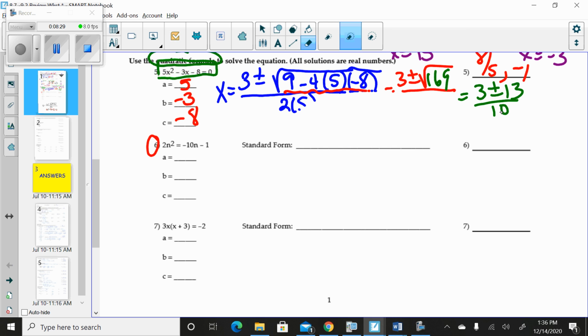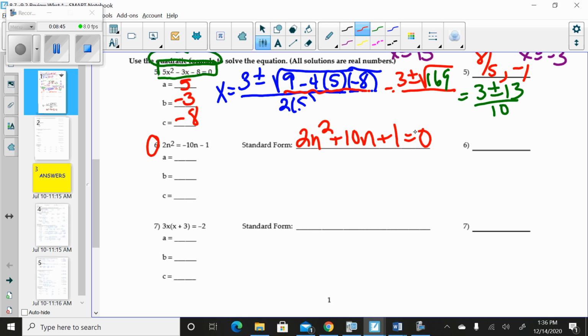Okay, so first order of business is it in standard form? Now, when I take a look at this, I don't see equal to 0. So the first thing you're going to want to do is move that 10n to the other side, so add it. And you're going to want to move that -1 to the other side, so add it, and then get that equal to 0. We can't identify our a, our b, and our c until it's in standard form. So that's kind of the first step here.